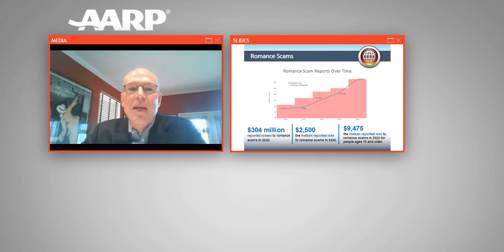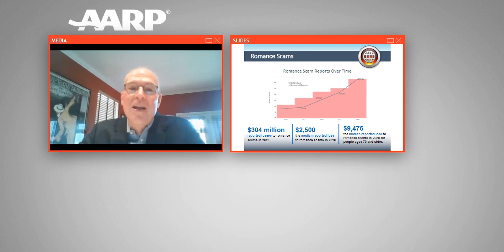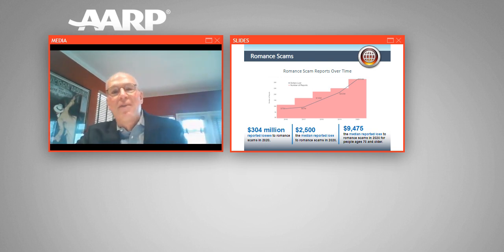So the pink boxes are the number of reports, and then the graph running through it is the dollar amount lost. There was $304 million in reported losses to romance scams in 2020, and that's the largest loss amount for any single category in our Consumer Sentinel database. The median reported loss was $2,500, which is a huge loss. And then, as I said, for older consumers, 70 and older, the median reported loss is almost $9,500.